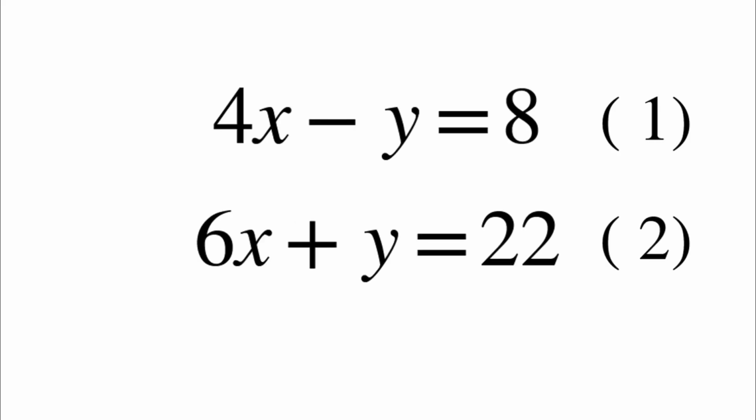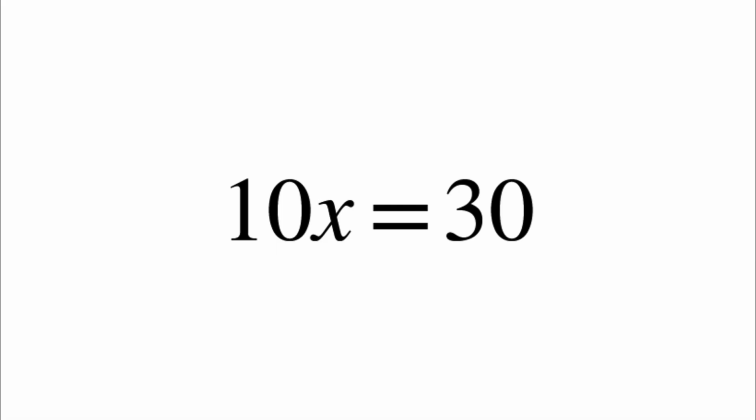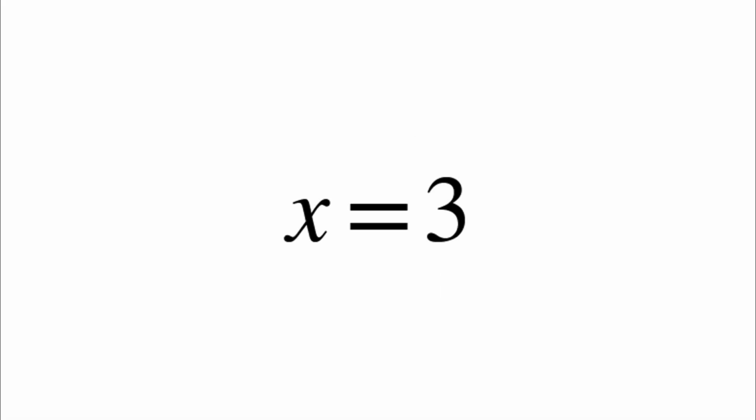Well, if we add the two equations together, you might notice that the y's are going to cancel out. The 4x plus the 6x is going to give us 10x, and the 8 plus 22 is going to give us 30. So 10x equals 30. So x equals 30 divided by 10, x equals 3.